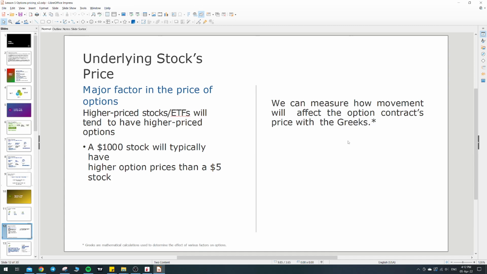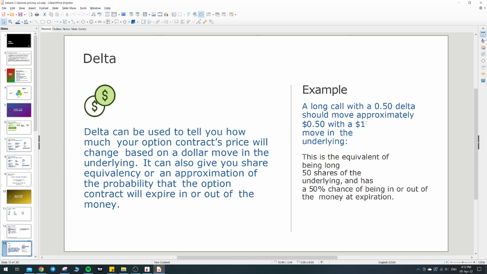And then in the end, we are going to be able to measure this movement through the Greeks, and how these movements are going to affect the option contract price. This is actually where our edge is, but I'm going to explain it more. I'm going to make a small recap now, but I will explain more in the advanced lesson.